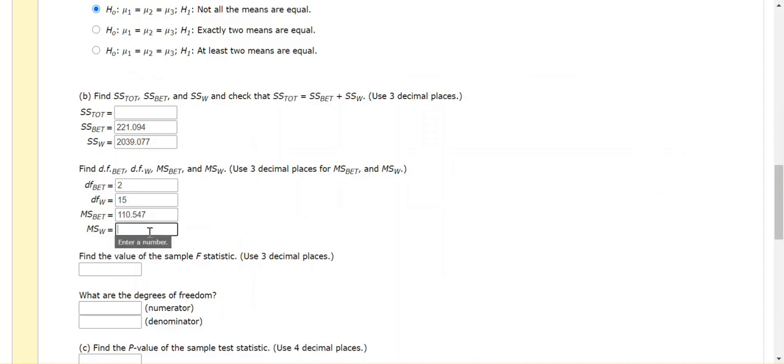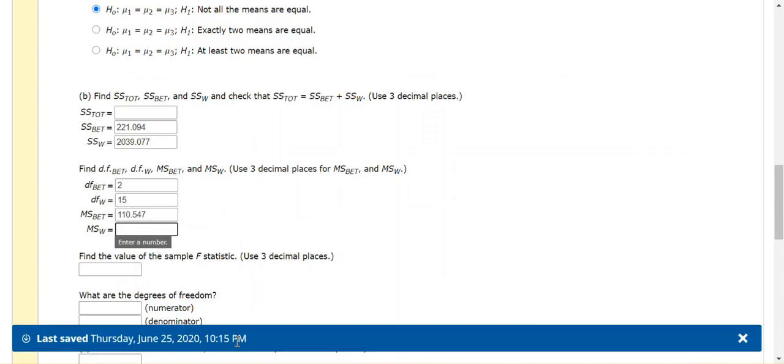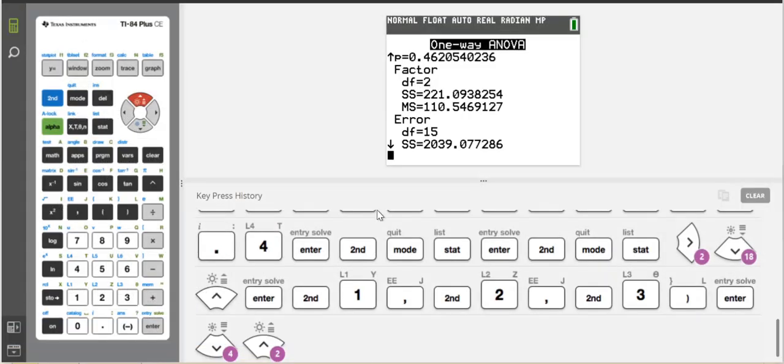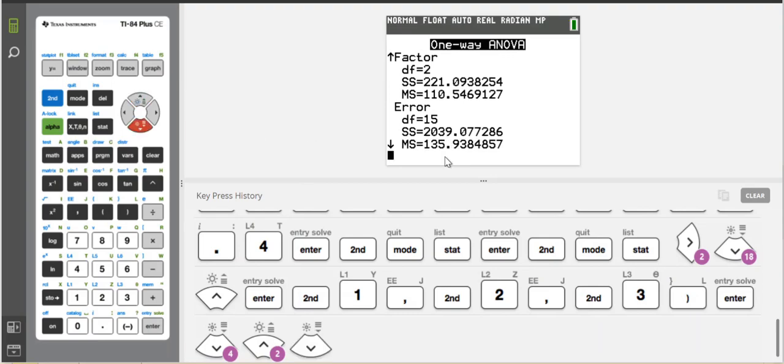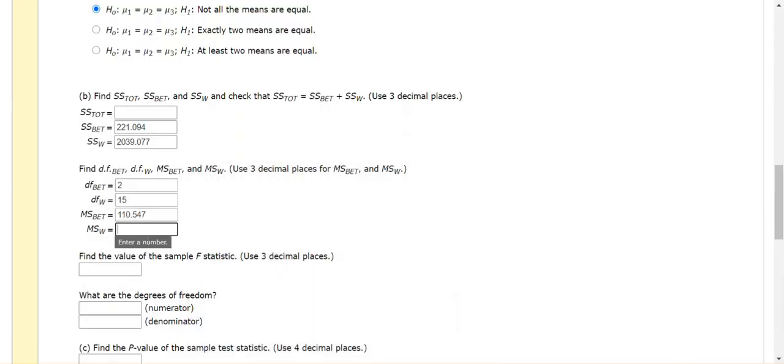And then the mean square for the error within the group is, I'm going to scroll down, 135.938. And then it wants me to find the value of the sample F statistic.